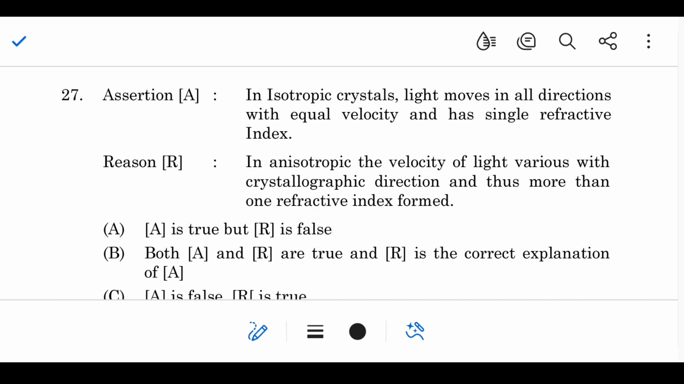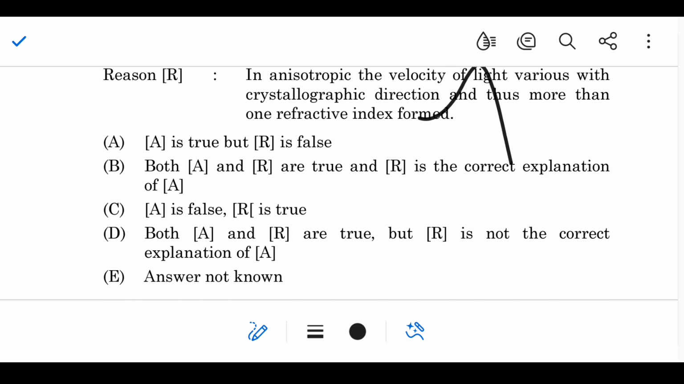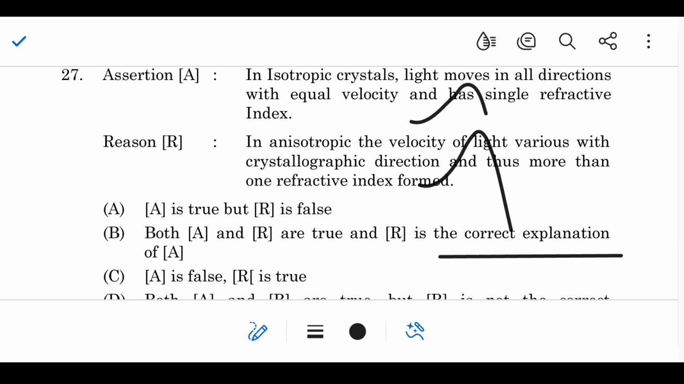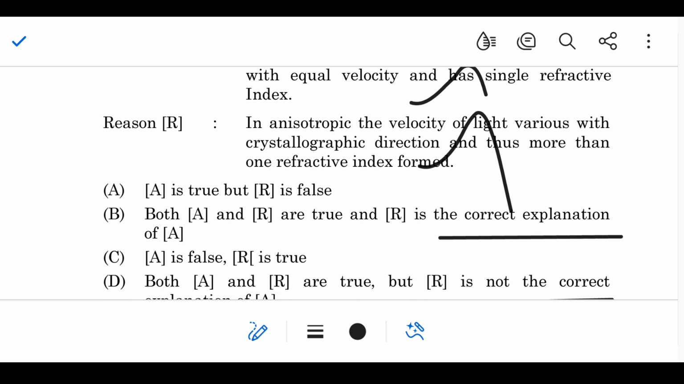Next one is an assertion and reason question. In an isotropic crystal, light moves in all directions with equal velocity and has a single refractive index. Yes, that is true. In anisotropic crystals, the velocity of light varies with crystallographic direction and thus more than one refractive index forms. Both are correct, but there are multiple options, so we have to choose whether the reason is correct or not. In an isotropic crystal, light moves in all directions with equal velocity and has a single refractive index, and in anisotropic crystals the velocity of light varies with crystallographic direction and thus more than one refractive index.